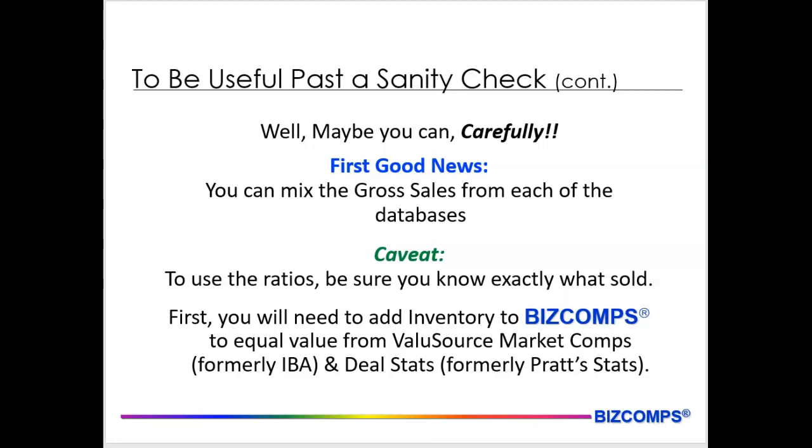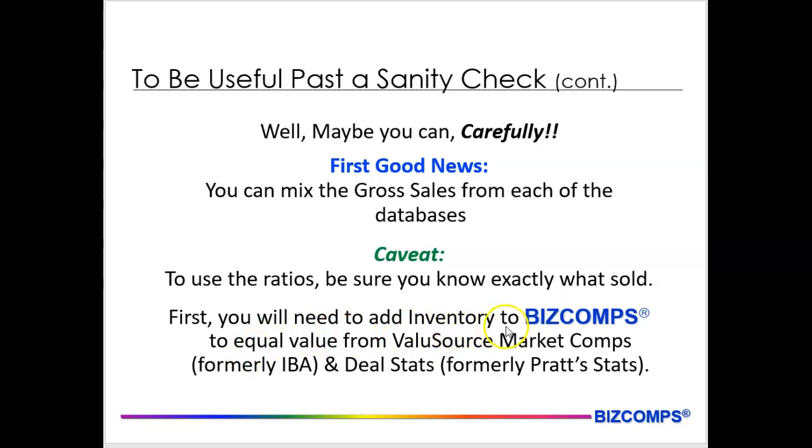You can mix the gross sales from each of the databases, which is good because there's less issues to determine. Gross sales are just gross sales. You don't have to make the computation as you do with SDE, seller's discretionary earnings. However, a caveat is that to use the ratios, you have to be sure of exactly what's sold. You have to make sure that you've eliminated things that aren't applicable in one area that are to another to make sure that the data from the different databases is comparable.